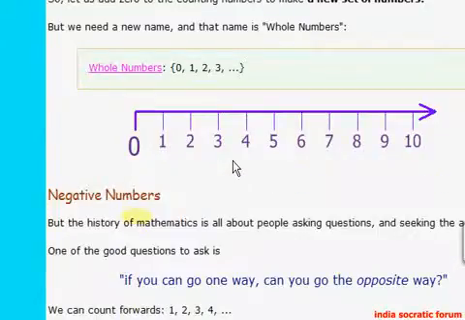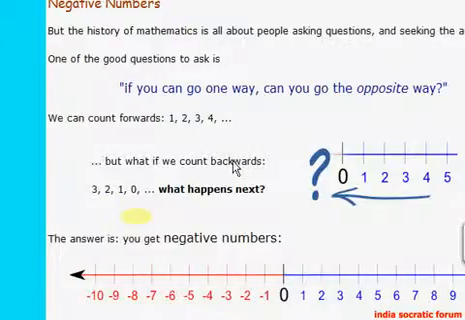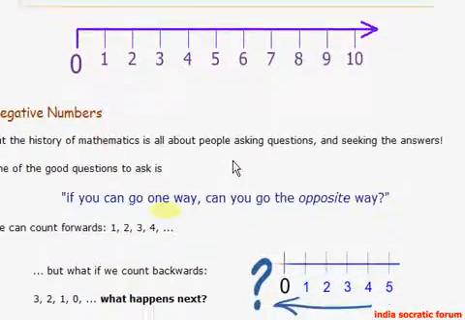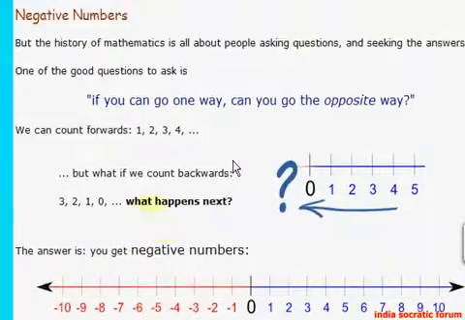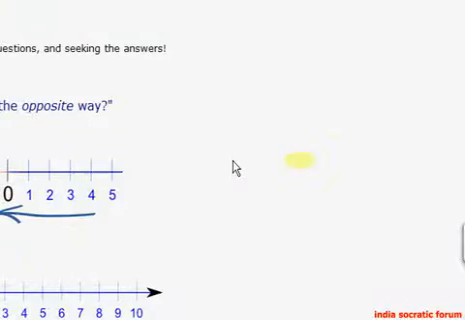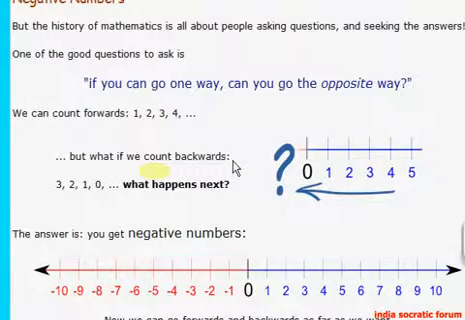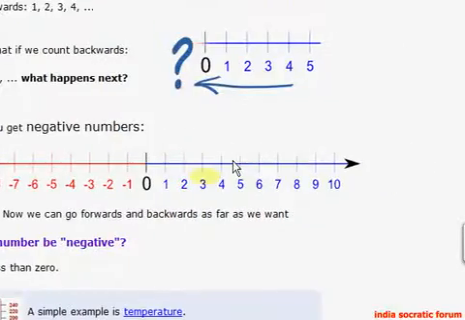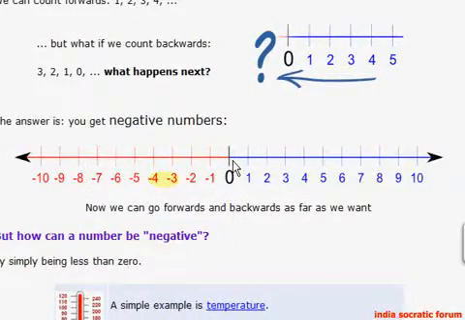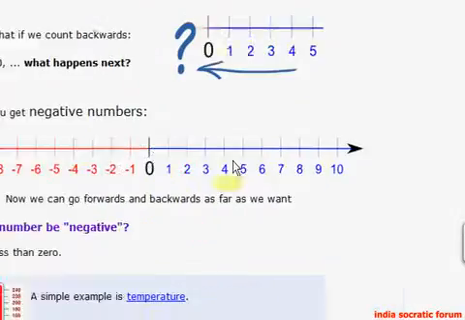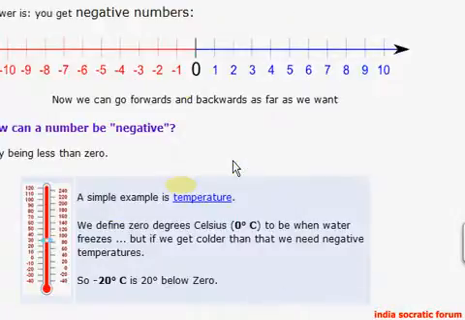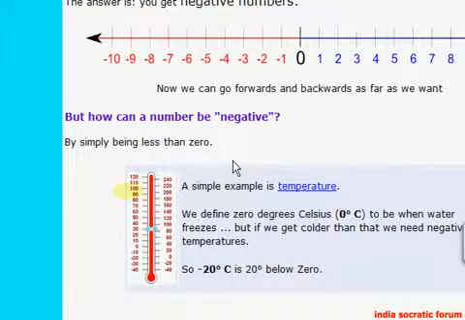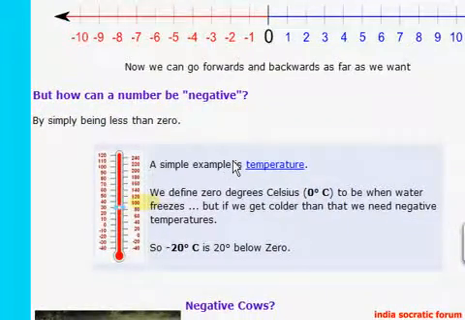Then came the negative numbers. So what happens next? What if we count backwards? If we count forwards, we keep going to the right. If we count backwards, what will happen? We get the negative numbers, depicted here in red. So where do we use them? Simply by being less than zero.